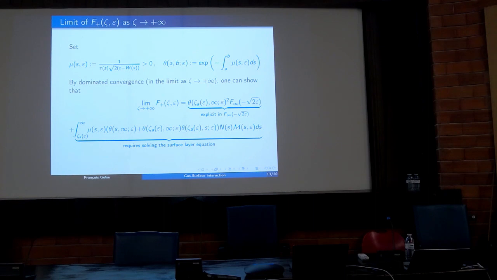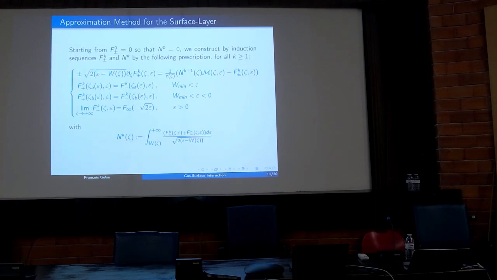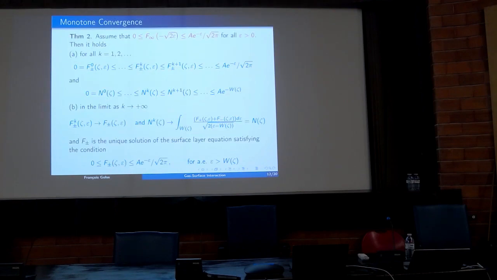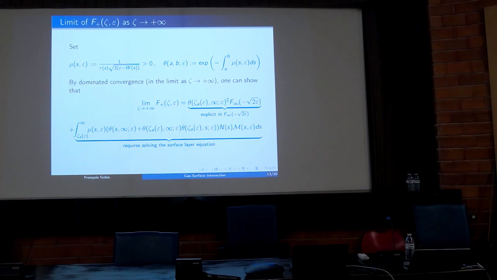let's discuss a little bit what happens as zeta goes to plus infinity. So if you analyze this iteration here, which you can do because you solve this equation by characteristics, what you can find is that as zeta goes to plus infinity, F plus of zeta and epsilon is going to be F minus of minus square root of 2 epsilon, which is the incoming velocity, right? Because I remind you that W at infinity is equal to zero. So the velocity is really square root of 2 epsilon. There is no potential energy at infinity.